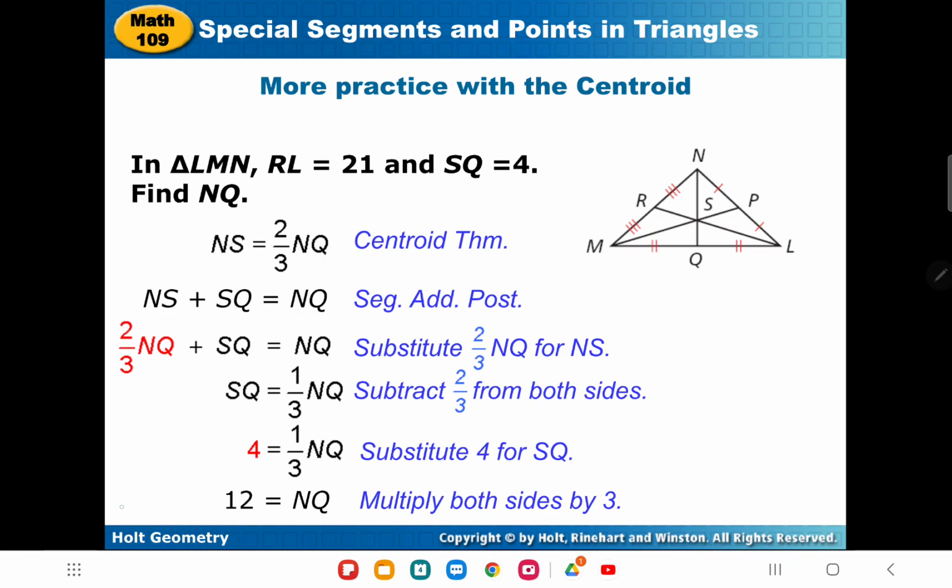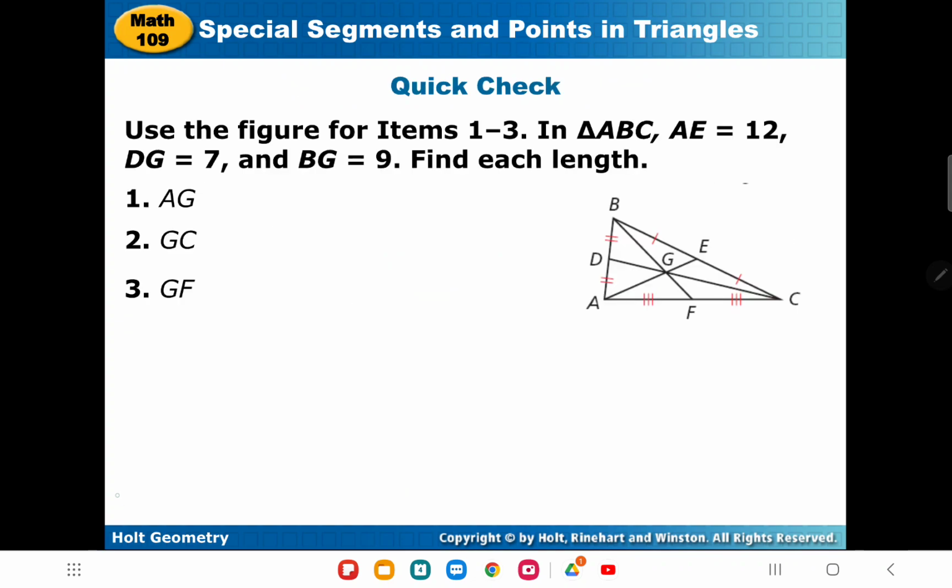So there's our work done in the format of a 2-column proof. Okay, our quick check. Please just stop the video for a moment here and make sure that you get the correct answers. In triangle ABC, AE is equal to 12, DG is equal to 7, and BG is equal to 9. And you're asked to find each length. So please go ahead and pause for a moment so you can determine those values.